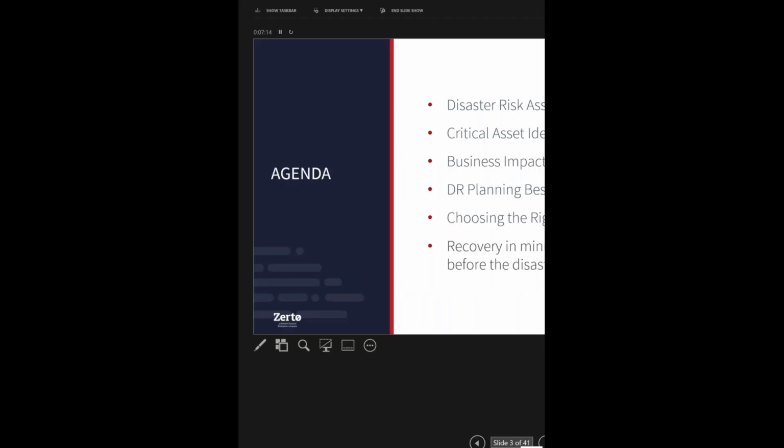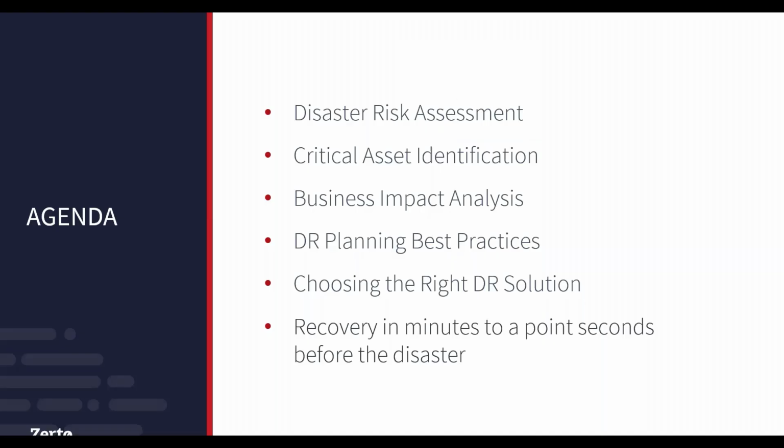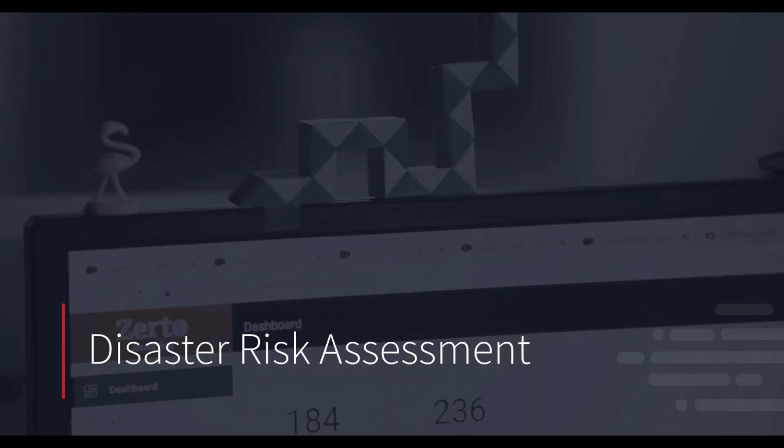And just before I get into this, I'd like to talk a little bit about these first three: the disaster risk assessment, critical asset identification, and business impact analysis, about how they're all sort of tightly woven together. And you'll see that as we go through. These are not necessarily processes that you'll do independently, but they are all related to each other. And we'll see that as we go through some of the different presentation slides.